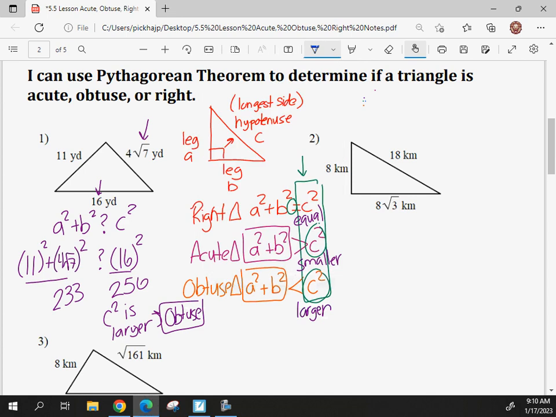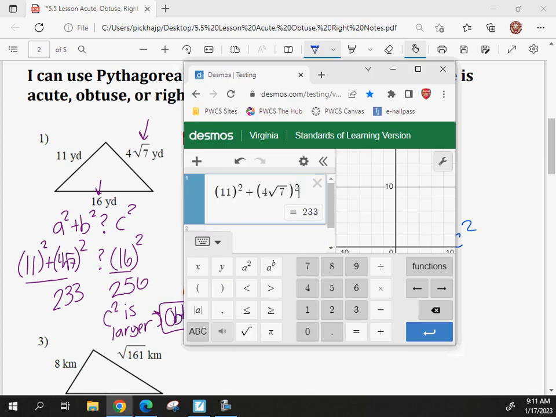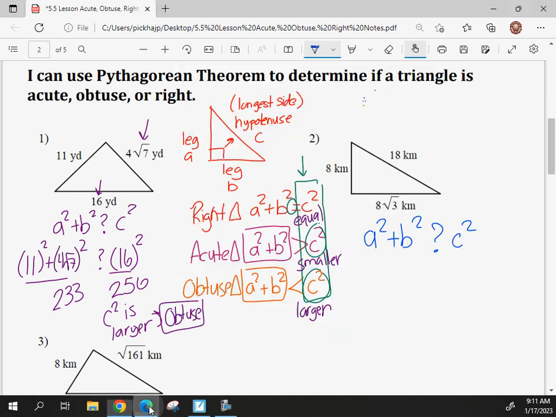Again, always starting with this a squared plus b squared question mark c squared. Of course, if I know this thing is a right triangle, then I'm going to make that question mark an equal sign. But right now, we don't know if it's a right triangle. It might look like one, but we're going to make sure. If I put 8 root 3 into my calculator, it gives me 13.8. 13.8 is less than 18, so 18 is my largest side. That means that's going to be C. If it's a right triangle, it's going to be my hypotenuse, but we don't know if it is yet. So the other two can be A and B.